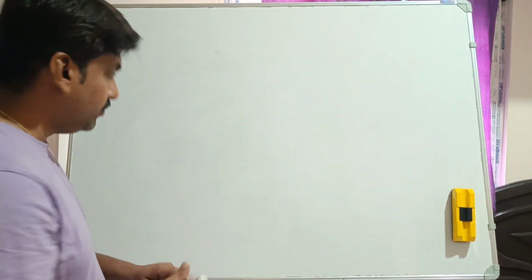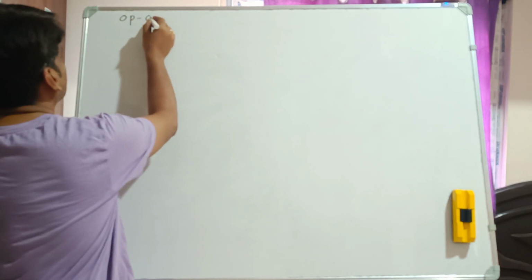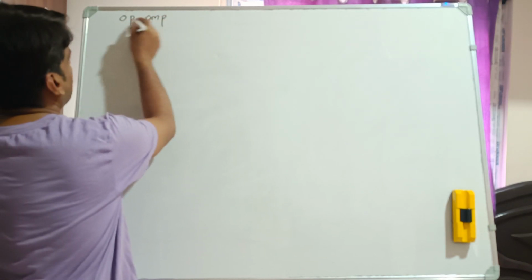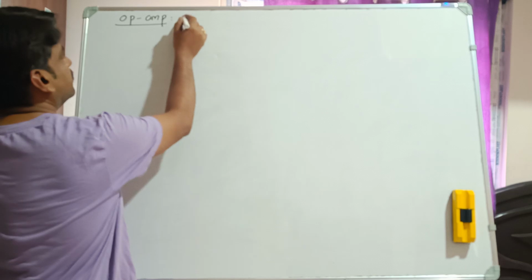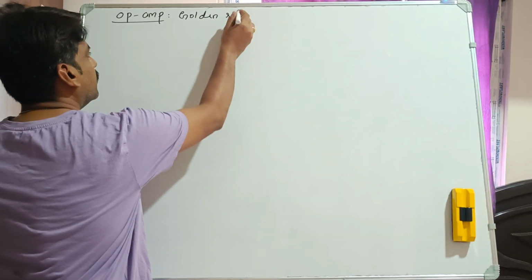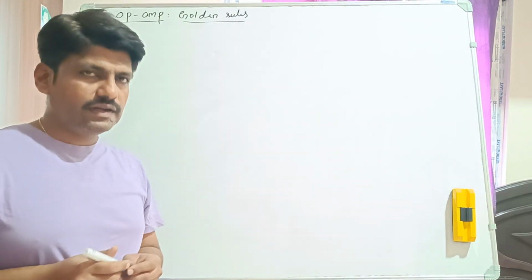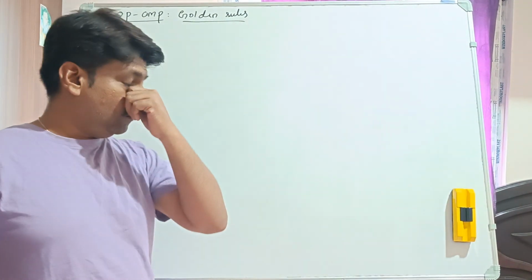So in this video, we will see the continuation part of op-amp. That is, we will see the op-amp. First, we will see the golden rules. We will see the golden rules as well as the op-amp applications or the configurations. Right. So what is the meaning of golden rules here?